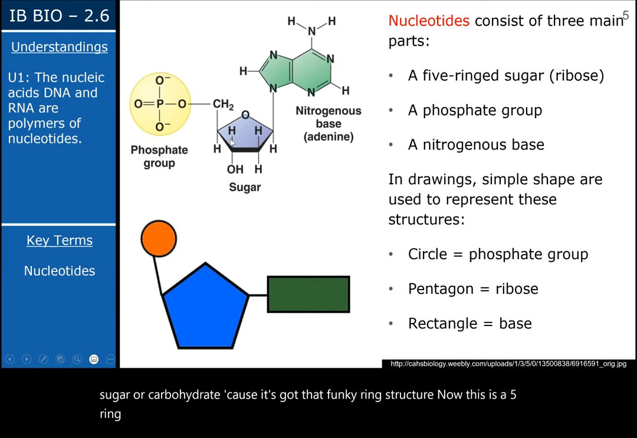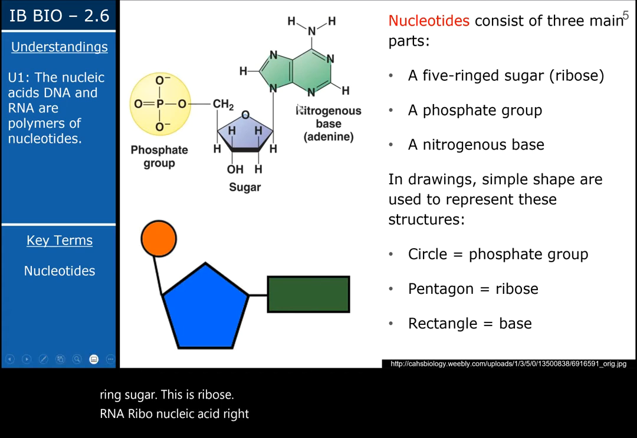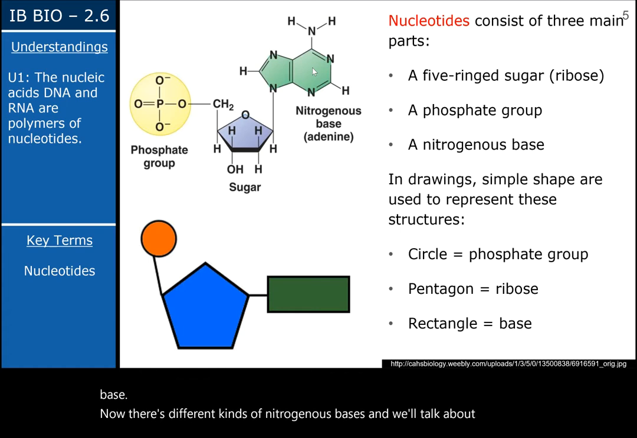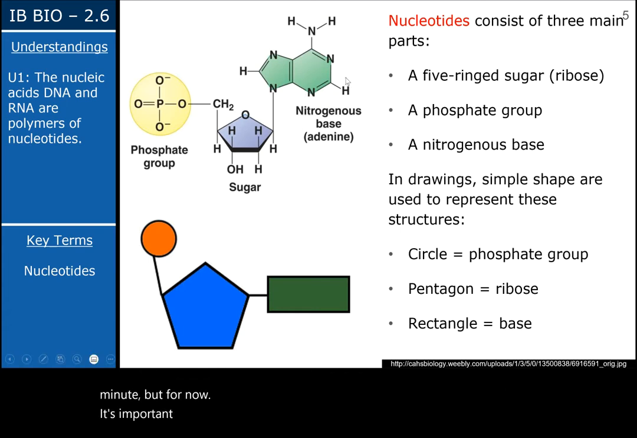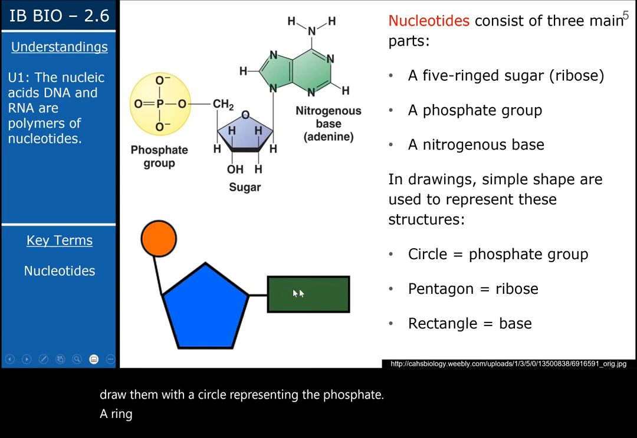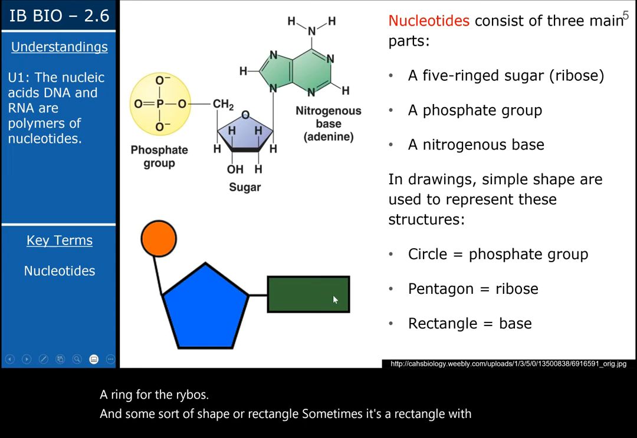This is ribose. RNA, ribonucleic acid, right? Ribonucleic acid has ribose. You have this circle over here that's a phosphate group, and then you have a nitrogenous base. Now, there's different kinds of nitrogenous bases, and we'll talk about that in a minute. But for now, it's important that you understand that when we draw nucleotides, typically we draw them with a circle representing the phosphate, a ring for the ribose, and some sort of shape, a rectangle. Sometimes it's a rectangle with a triangle cut out for the nucleotide.